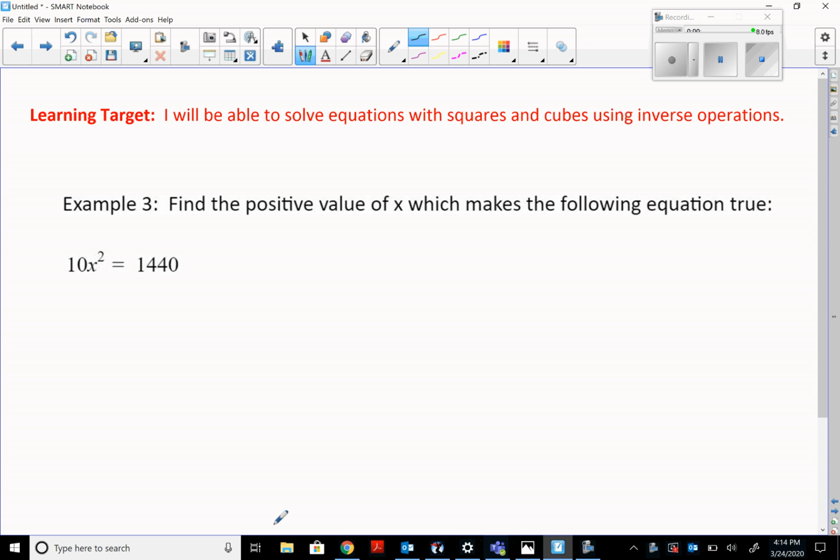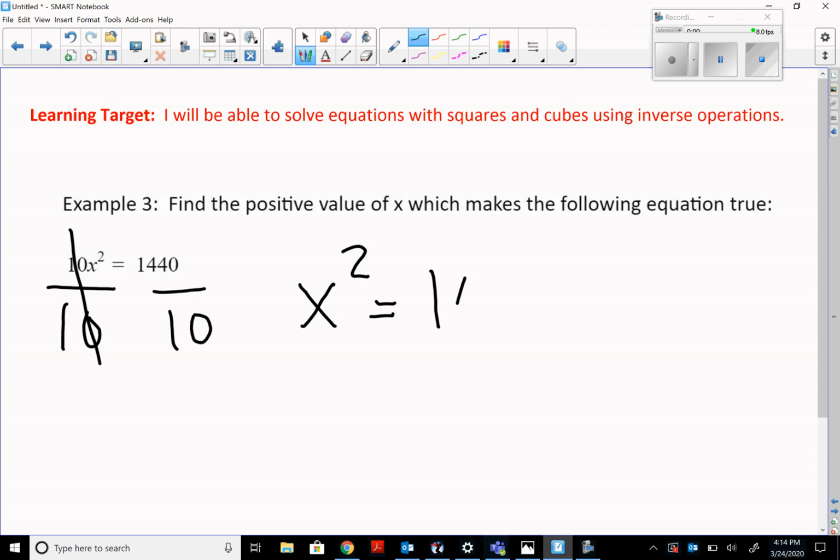But since there is a coefficient, before we do any squaring, square roots, cubing, cube roots, we're going to get rid of that multiplication by 10. So using inverse operations, I'm going to divide both sides by 10. Dividing the left side, 10 over 10 is 1, so it cancels. And when I divide the right side by 10, I get x squared is equal to 144.